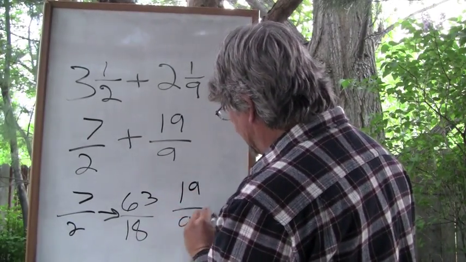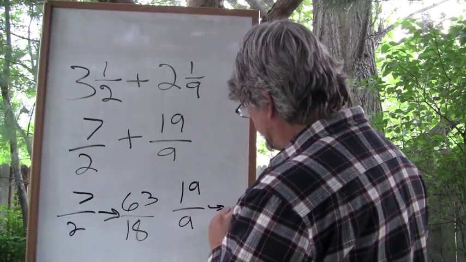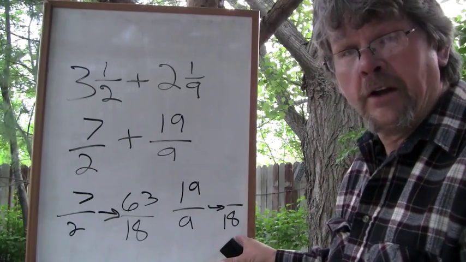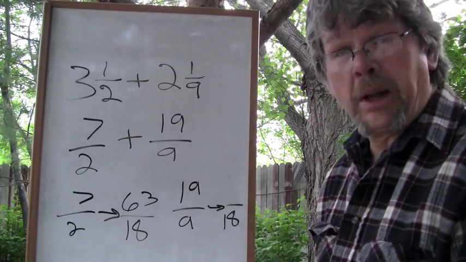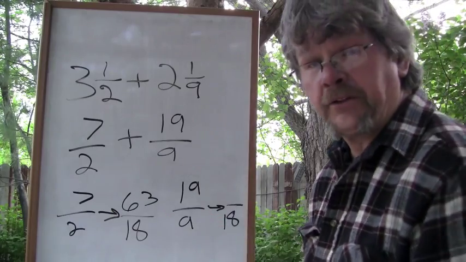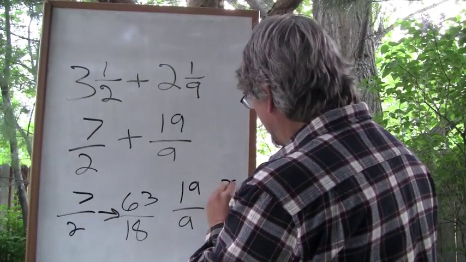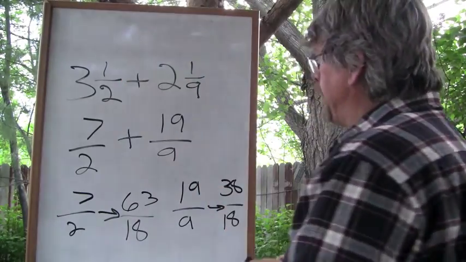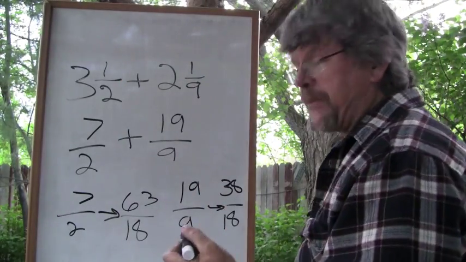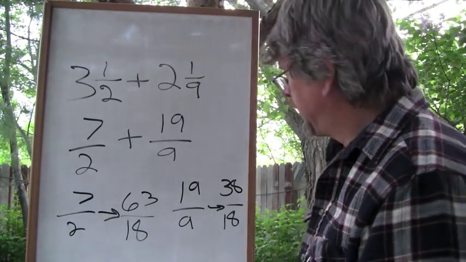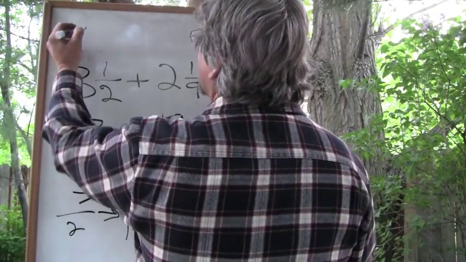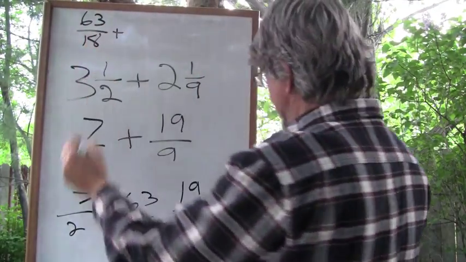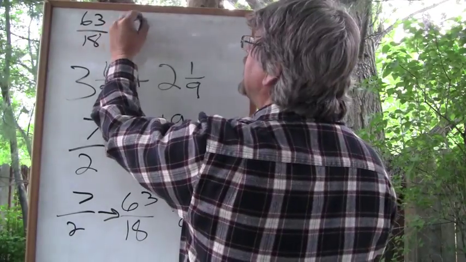Then how do you get 19 ninths to 18? Getting 9 to 18, you multiply it by 2. 9 times 2 is 18. So you take that 2 and multiply it by 19. What's 19 times 2? 38. So there's our 2 fractions. I'll put these up here. Boy, I'm running out of room. I'm trying to write large so it's easy for you to see. 63 eighteenths and 38 eighteenths.